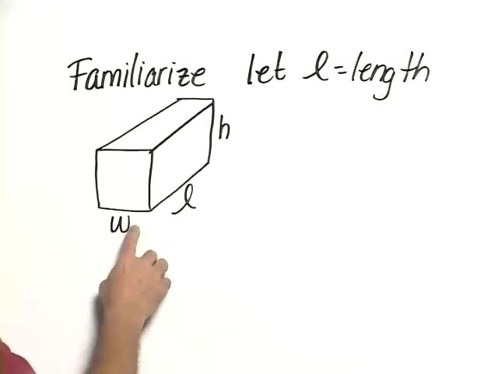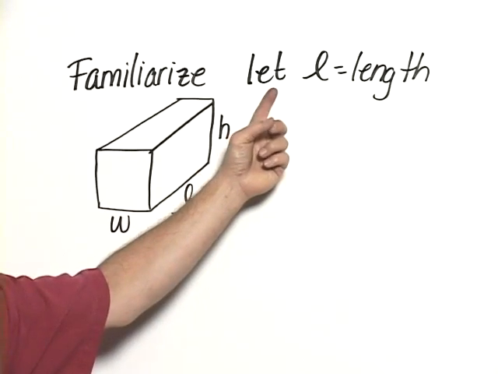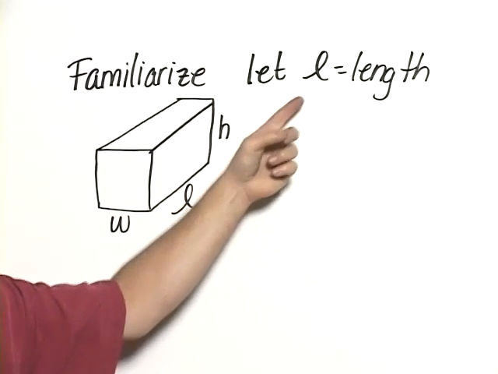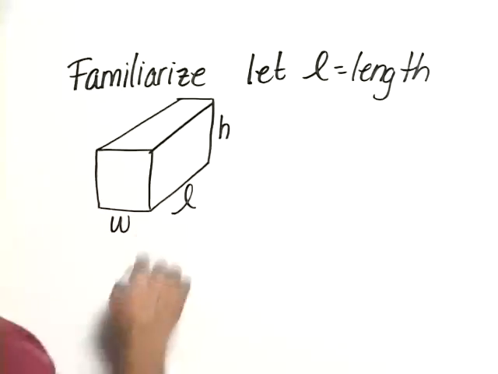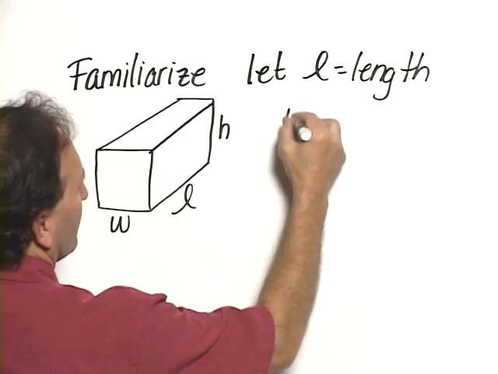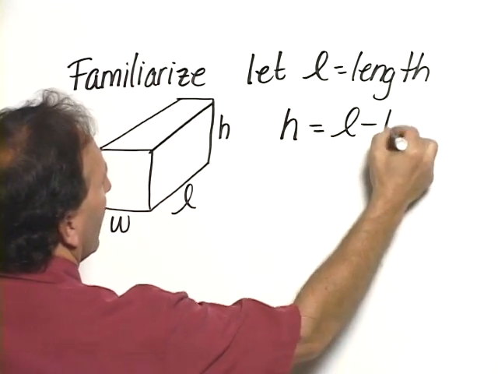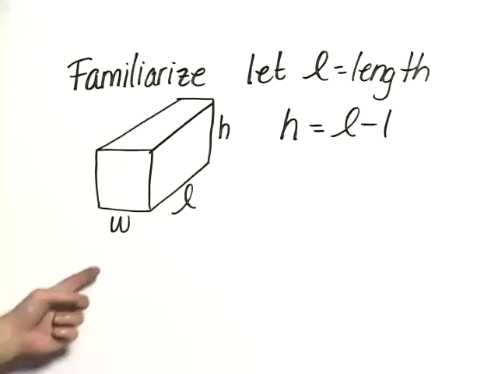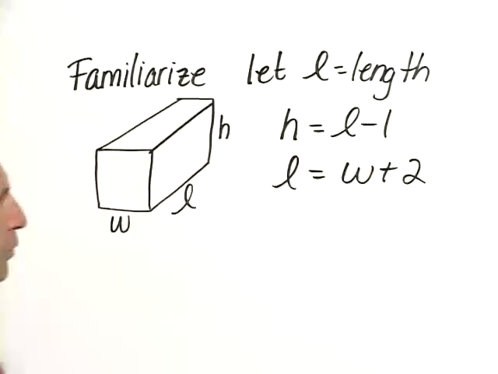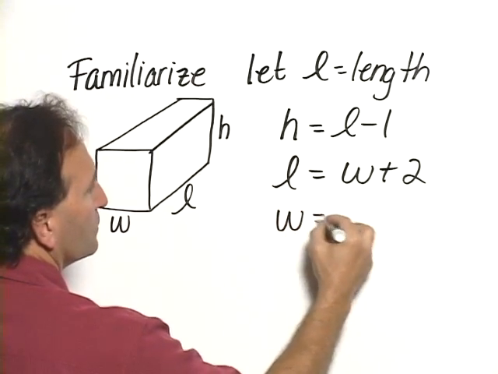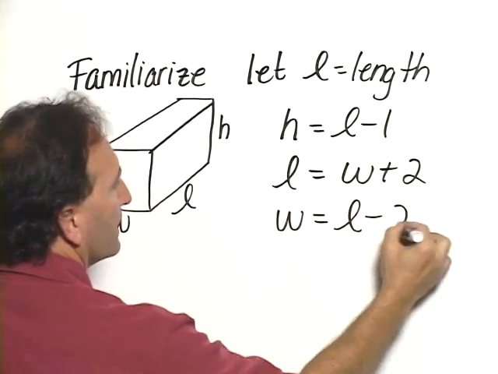We have a length, a width, and a height using the letters L, W, H, but for our problem, we're going to let L equal the length and then talk about each of the other variables in terms of L. For example, we're told that the height is 1 less than the length, so H would equal L minus 1. We're told that the length is 2 more than the width, so L equals 2 more than the width. However, what we're interested in really knowing is what is W, so W would be equal to L minus 2.